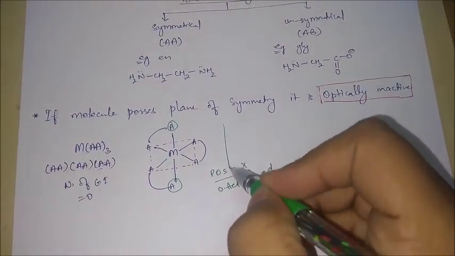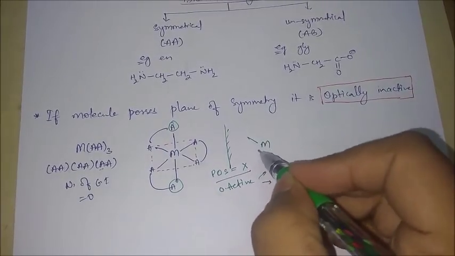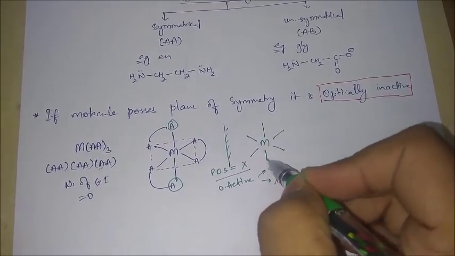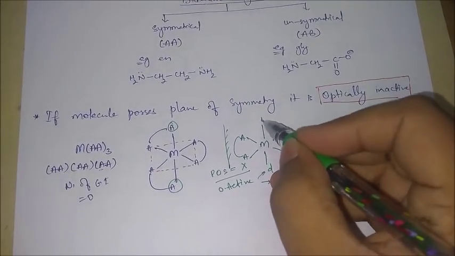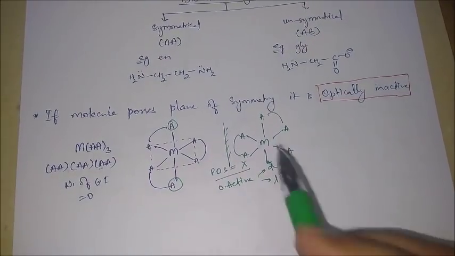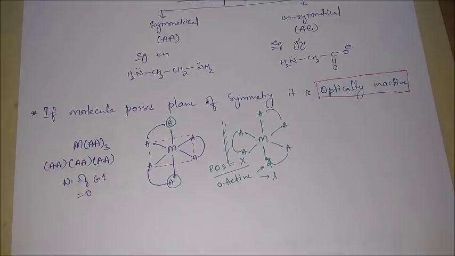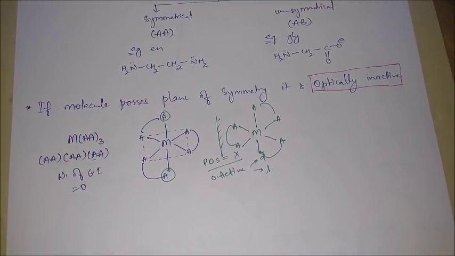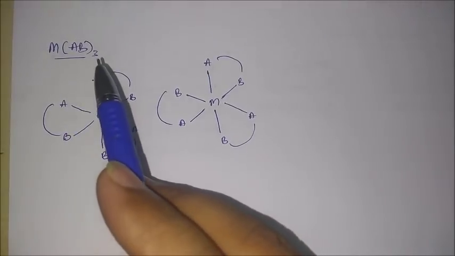If I apply a plane like a mirror like this, then I will get another set like this. I'm just drawing it over here, so it will be somewhat like this. Both will be optically active, and both will be mirror images of each other. So in this way you will find out for bidentate ligands.